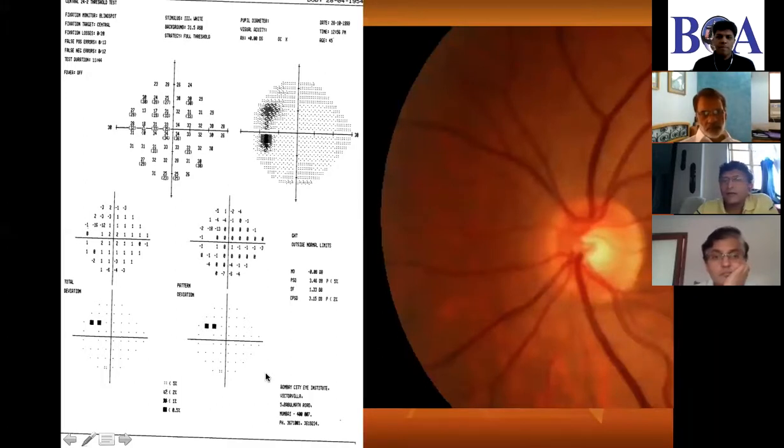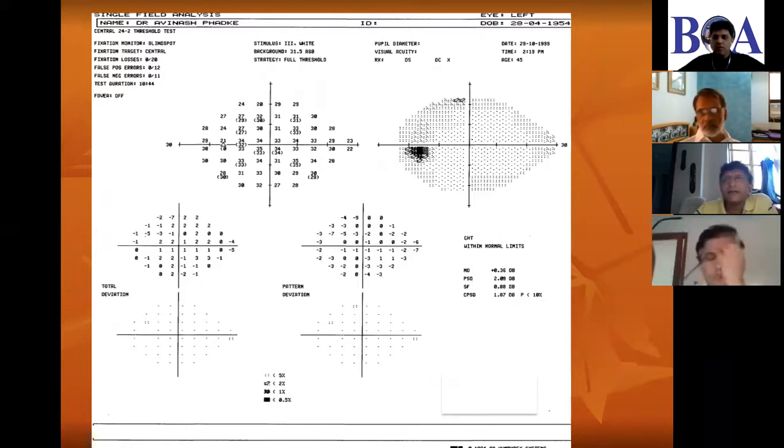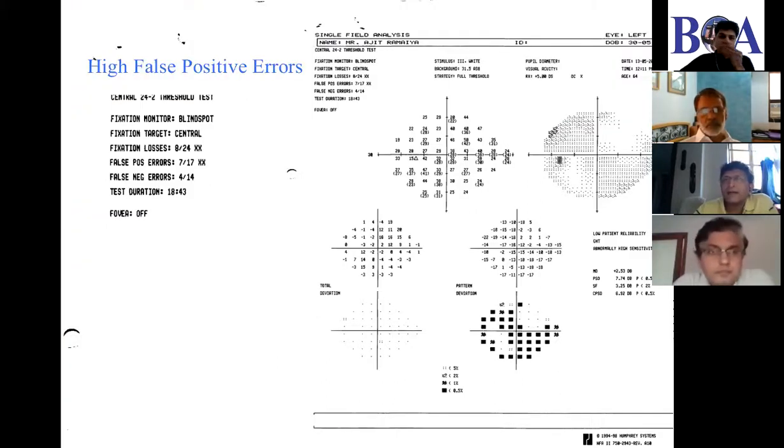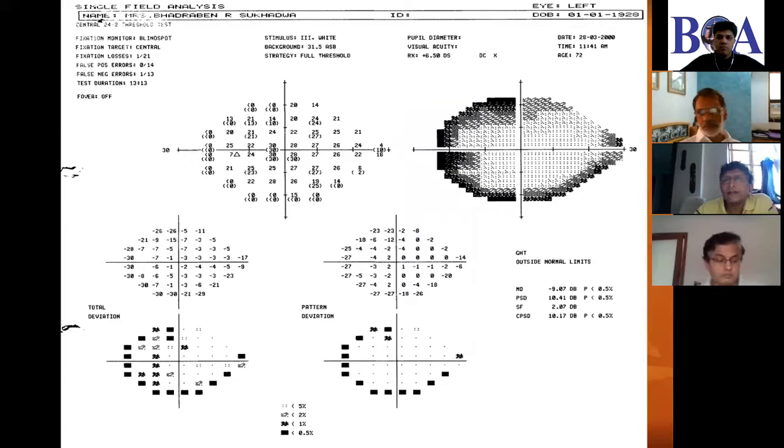And you would like to confirm whether this is real or this is an artifact. So you have to repeat the test, a more reliably done test, and there you see the same defects have disappeared. This is what we call typical white scotomas in a patient who is trigger happy, so false positive errors. And this is a typical lens rim artifact.